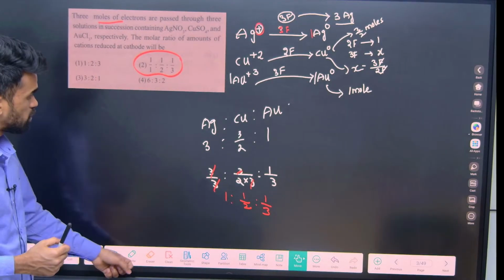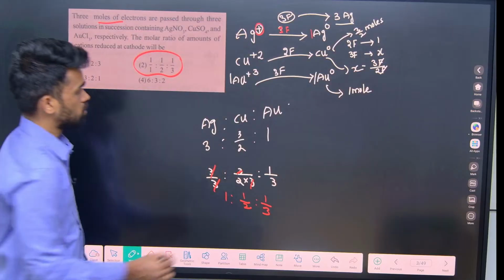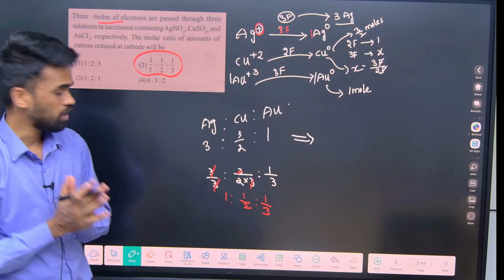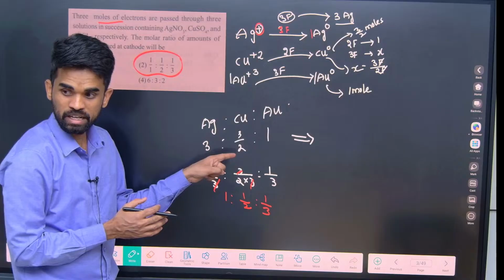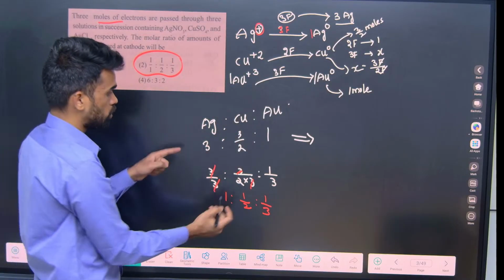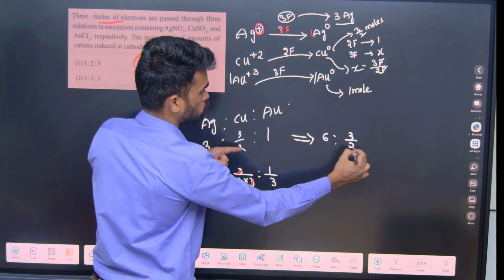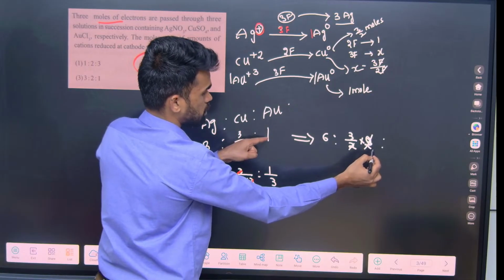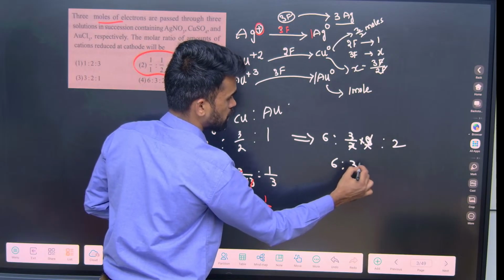One more way. So what is the denominator here? Now I am trying to convert these into normal numbers. So what I need to do is remove this 2. For that, I need to multiply the complete numbers with 2. So 2 3s are 6, 3 by 2 into 2 means just 3, and here 1 into 2 is 2. So 6 is to 3 is to 2.